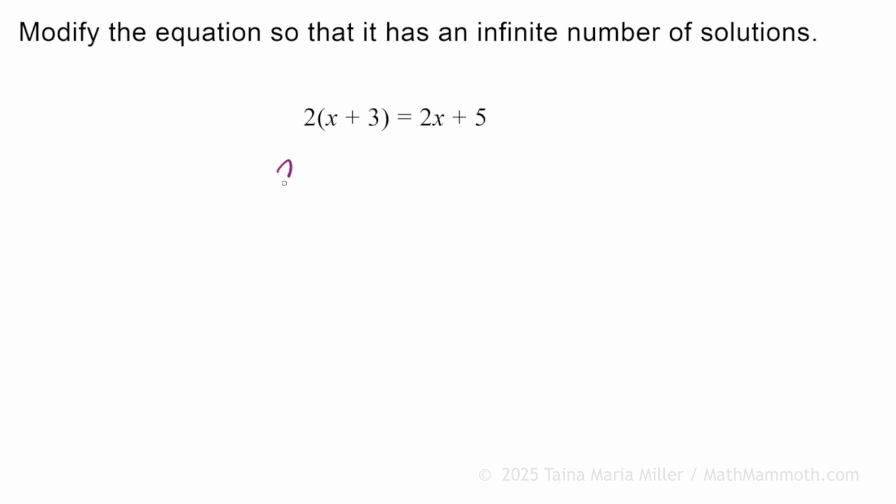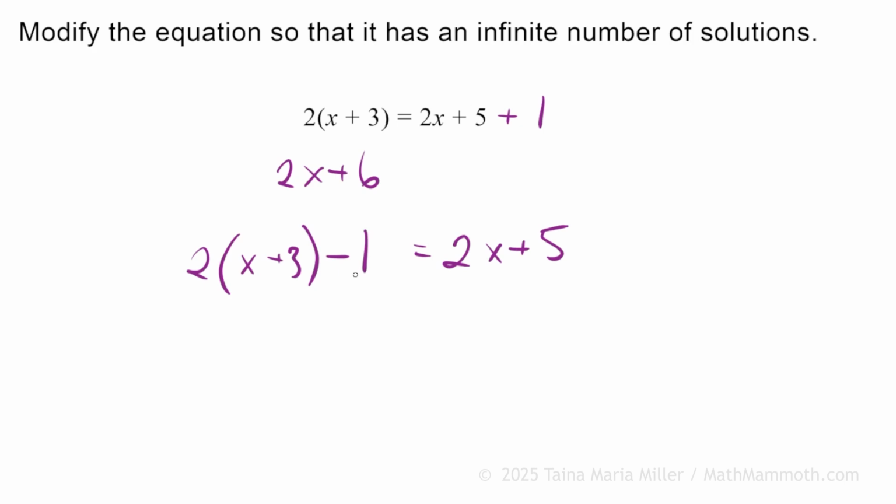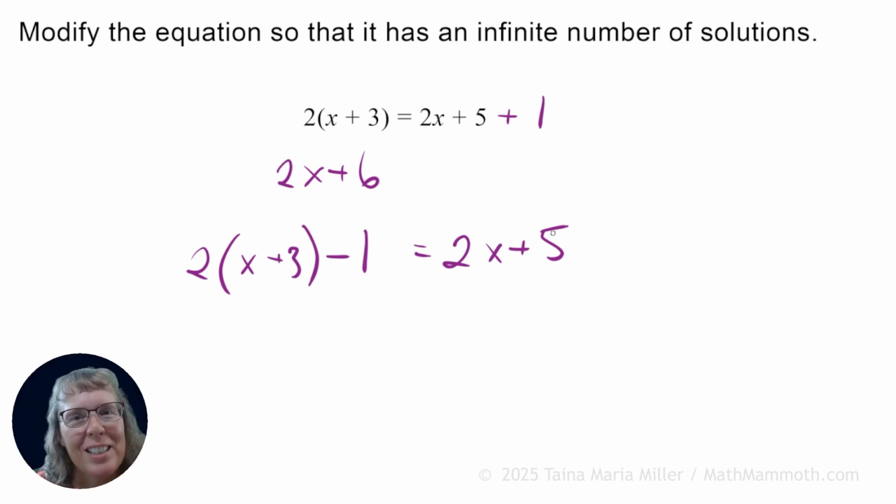This side is 2x plus 6. So we need this side also to be 2x plus 6. Or otherwise modify this side to become 2x plus 5. So one way to do this is to add 1 here. Now it has an infinite number of solutions. Another way, if we modify this side and leave this side to be 2x plus 5, we could take this and subtract 1. And now again, they are perfectly identical on both sides after simplification, and there would be an infinite number of solutions. Okay, I hope you got the same. And we're all done with this lesson.